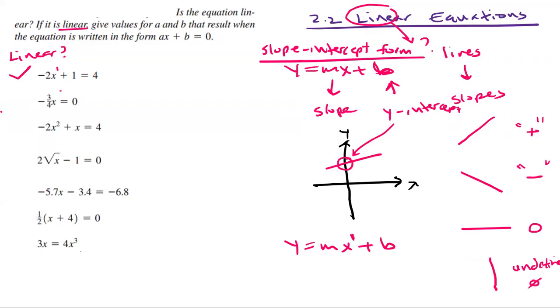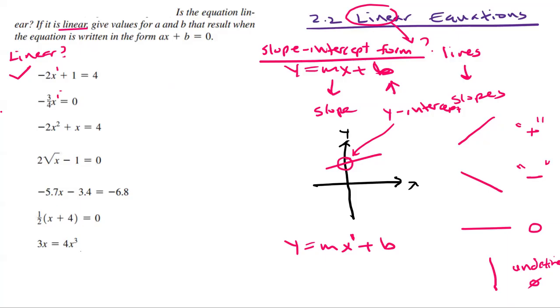I got a fraction in the front. Is this linear? Ah, you fell in the trap. This is linear. The only time it wouldn't be linear is if the fraction was a power. So if it was x to the 3/4, then it wouldn't be linear, right? So this is still linear because the power of this one is still 1.